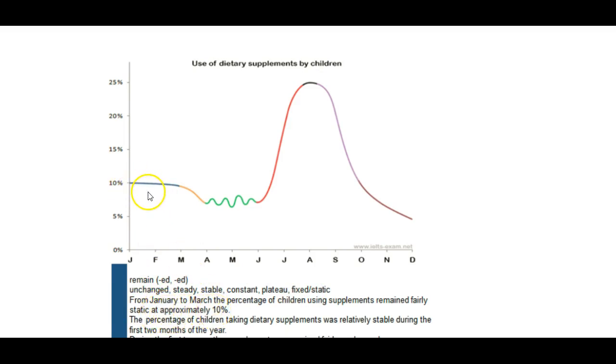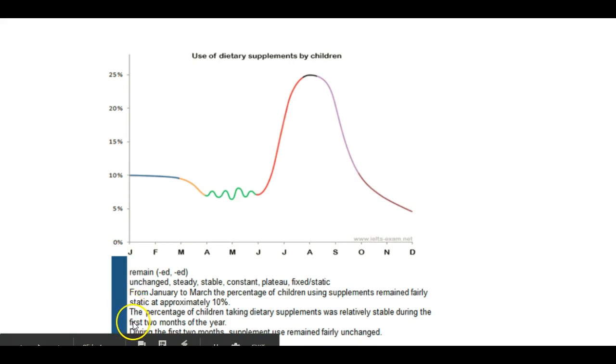So the first step is to talk about the change, and the second step is to talk about the type of change. Alternatively, you can use any of those sentences to say the same exact thing. For example, the percentage of children taking dietary supplements was relatively stable during the first 2 months of the year. So here we said the first 2 months instead of saying from January to March. It means the same thing, and you can use it either way.